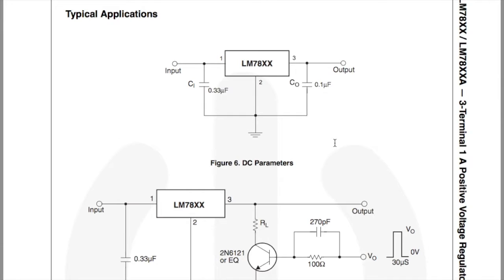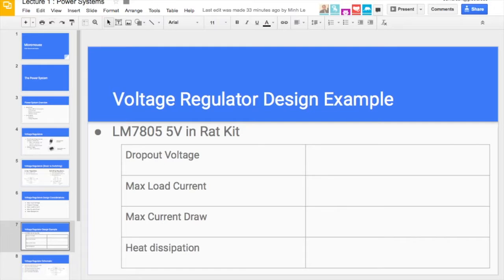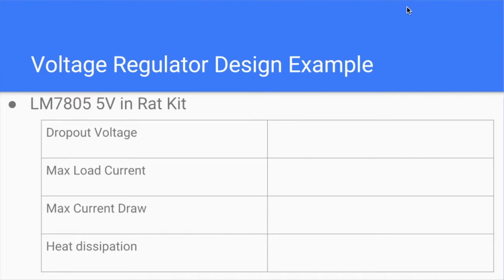Also include those passives on the bill of materials as well. Whatever you use, even if it's small, let us know on the bill of materials. You can find caps and all that on DigiKey as well. We also have Mouser, which is another parts site. There's also AliExpress, but we don't recommend that.